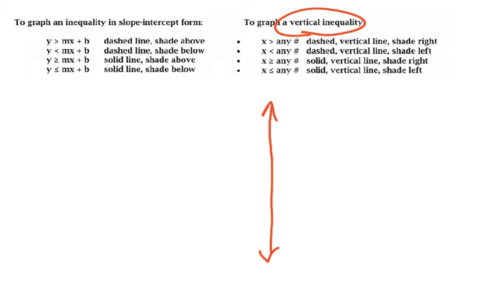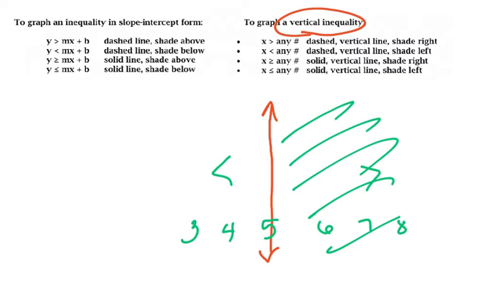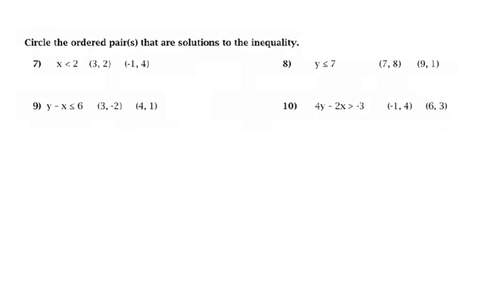But if you want to know where to shade, so if this is say 5, the numbers that are over here like 6, 7, 8, those are greater than. The ones over on this side are less than. And so if you're shading greater than, you're going to shade to the right. If you're shading less than, you're going to shade to the left. So we're going to use that to graph inequalities.